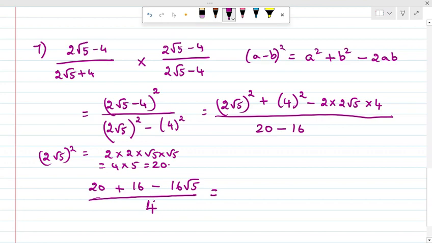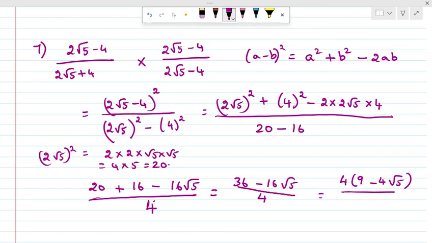Now, when we add, we have to add the whole numbers only. That is 36 minus 16 root 5 divided by 4. Now, here we can take out 4 common outside. If we take out 4 common outside, 36 is 4 into 9 minus 16 root 5 will become 4 root 5. 4 into 4 is 16 divided by 4. So this 4 and this 4 can be cancelled and the answer is 9 minus 4 root 5.